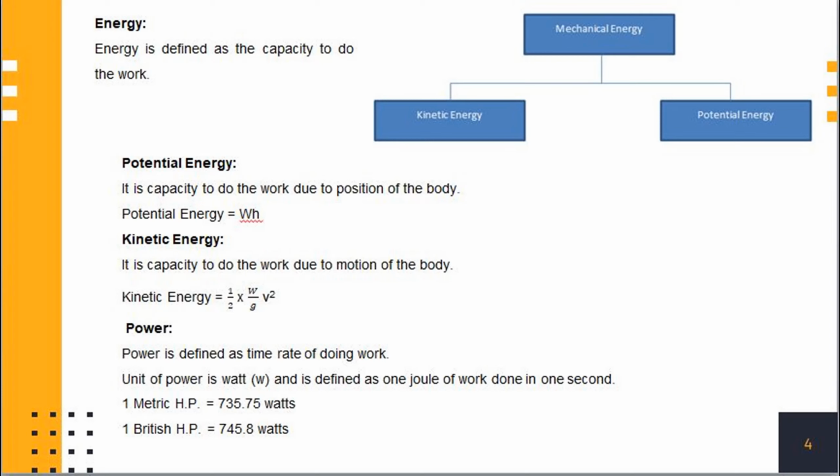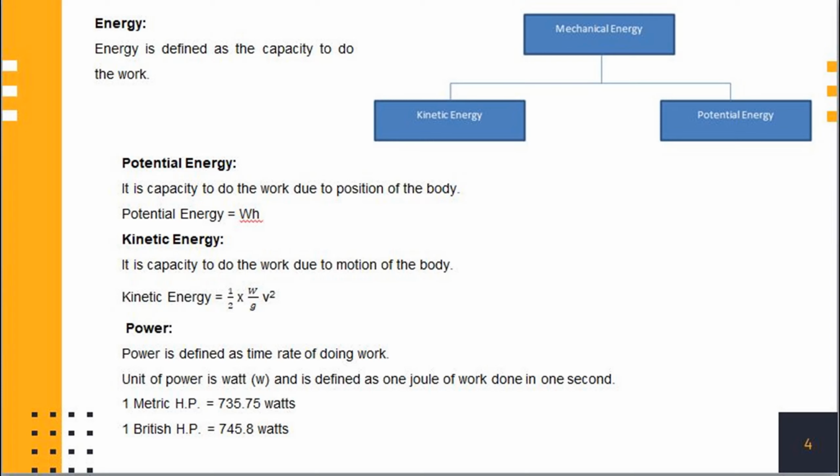Kinetic energy is the capacity to do work due to motion of the body. The formula for kinetic energy is 1/2 mv square. Therefore, kinetic energy is equal to 1/2 into W upon g into v square. The unit of energy is the same as that of work since it is nothing but the capacity to do work. Therefore, it is measured in joules or kilojoules, etc.